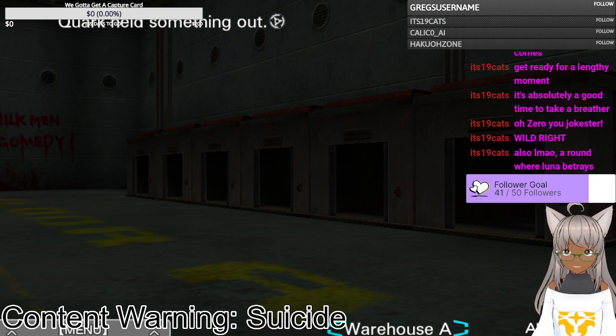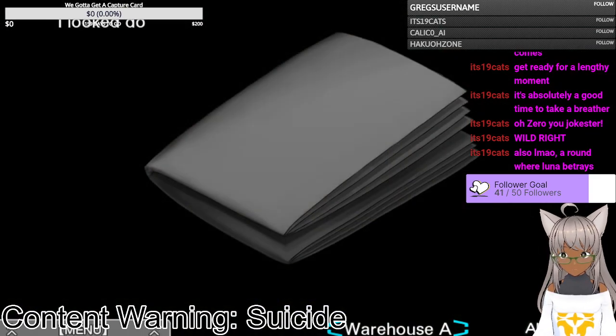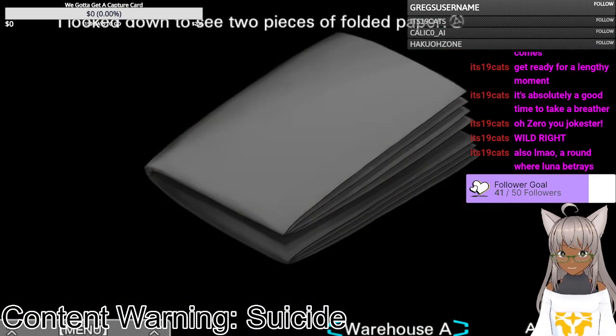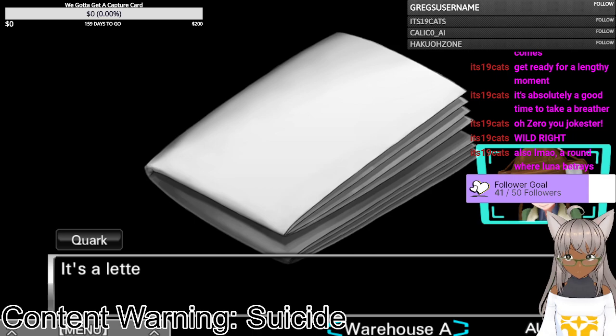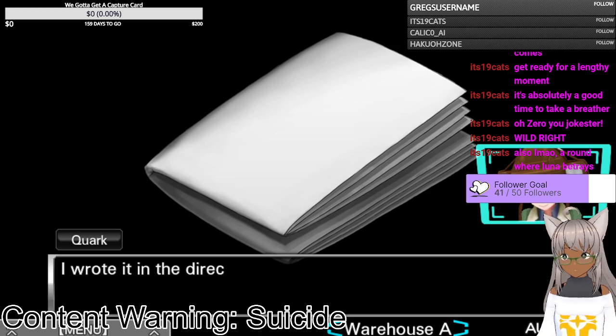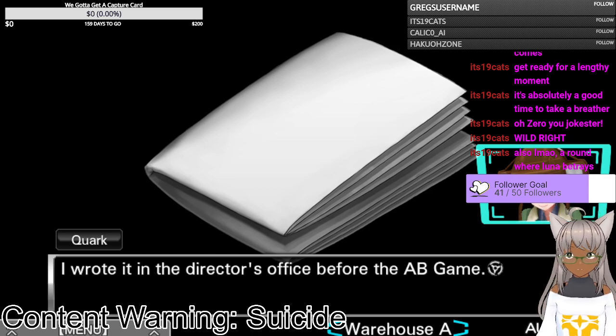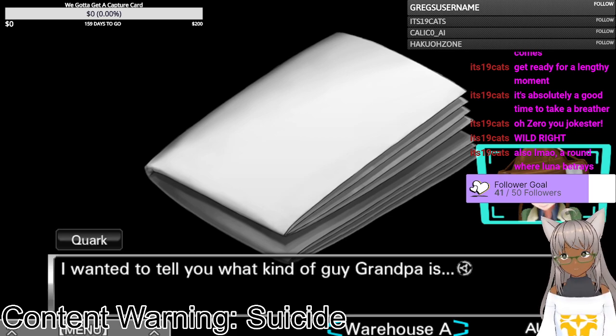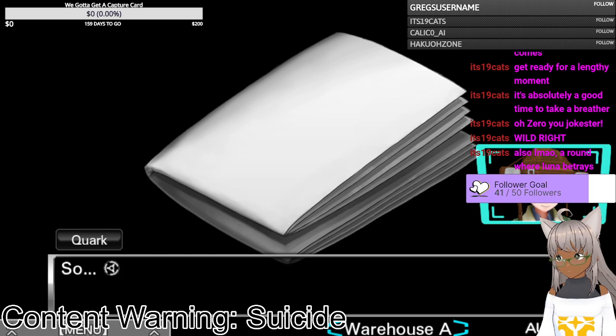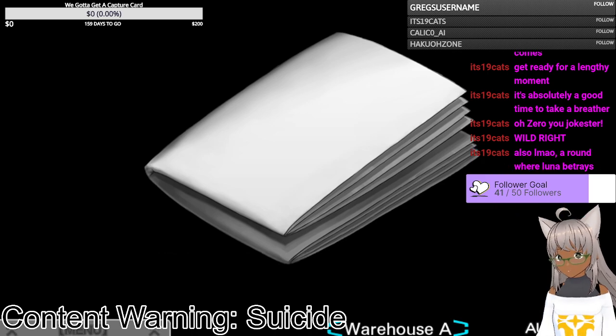Quark held something out. I looked down to see 2 pieces of paper folded together. It's a letter. I wrote it in the director's office before the AB game. I wanted to tell you what kind of guy Grandpa is. So, read it, okay? Okay.